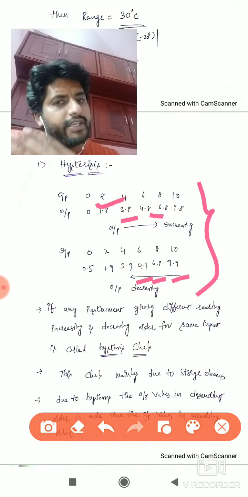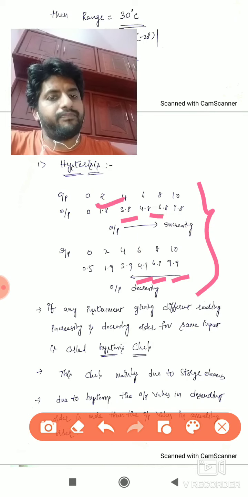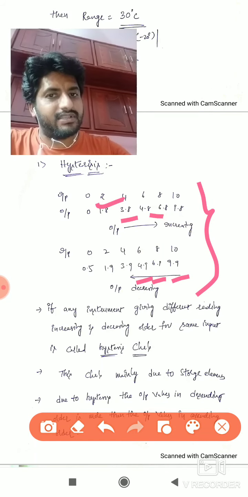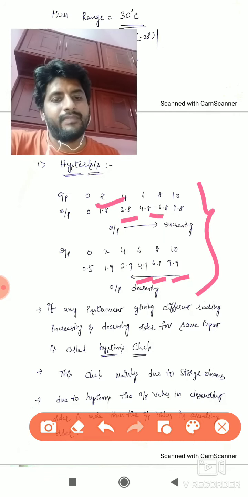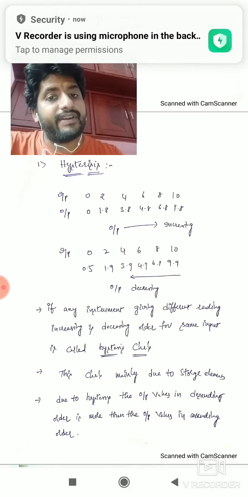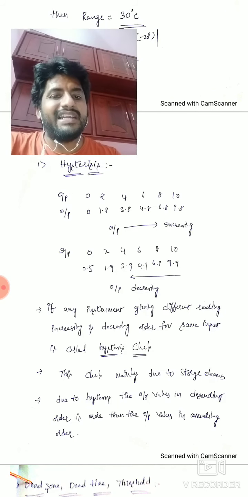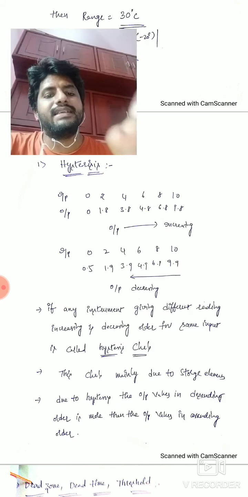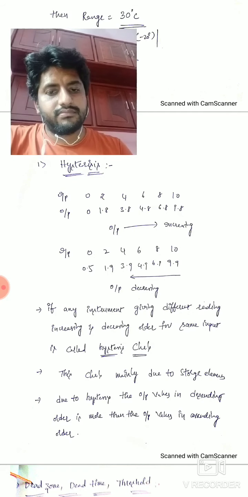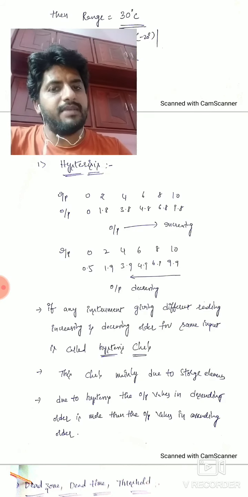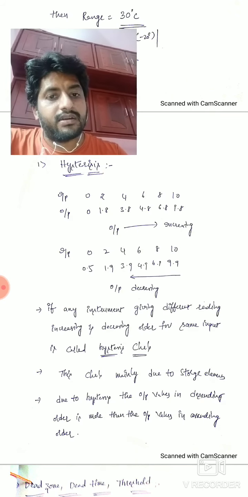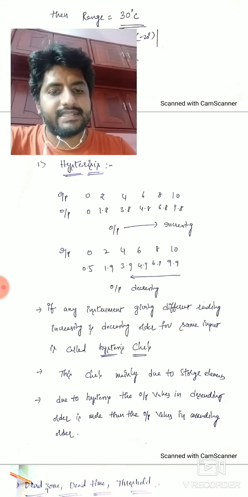The same instrument, input in increasing order will give one type of output. Input in decreasing order will give another type of output. So that deviation, that difference, we can call hysteresis, right? See the definition. If any instrument gives different readings in increasing and decreasing order for the same input, we can call it a hysteresis characteristic. The same input that we are applying, in increasing order and decreasing order, but my output is different. So that is called hysteresis characteristics.